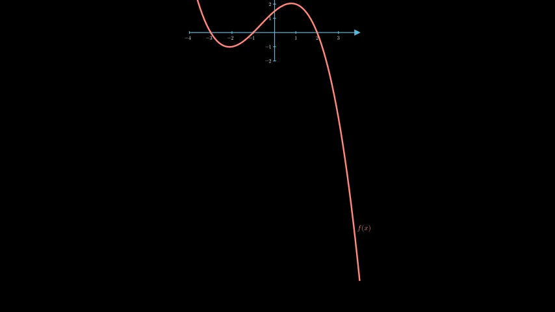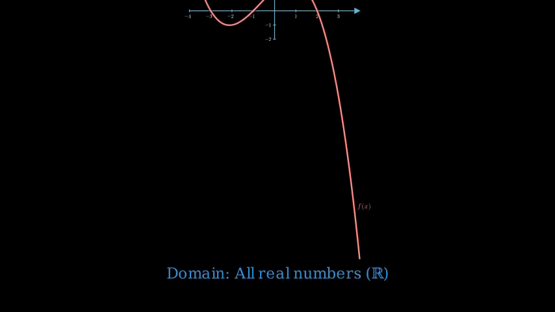The first thing to identify is the domain of the function. The domain is the set of all x values where the function is defined. For this continuous function, the domain appears to be all real numbers, or negative infinity to positive infinity.